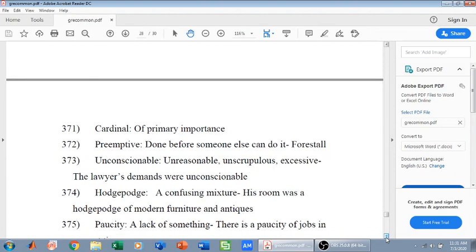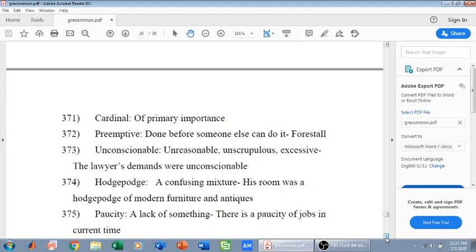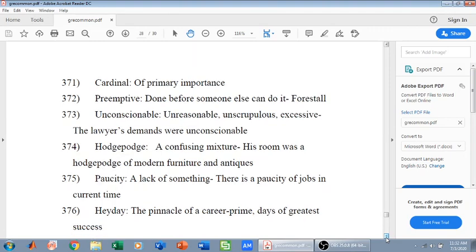Paucity means a lack of something or something that is available in a very small quantity. For example, there is a paucity of jobs in current time. We have very few jobs in the current time. Heyday means peak time of someone's career, or the pinnacle, or the summit of a career, the prime of a person's career, days of greatest success.